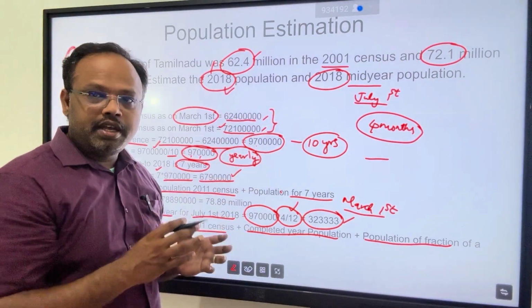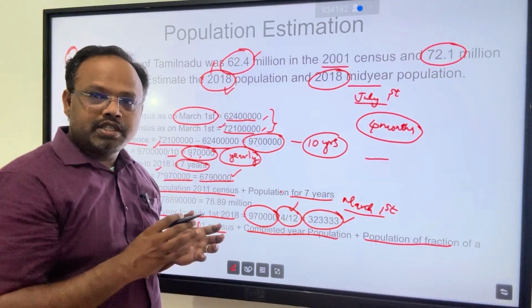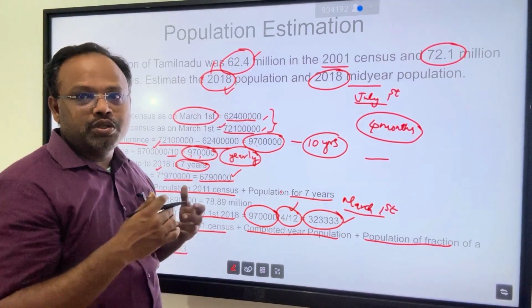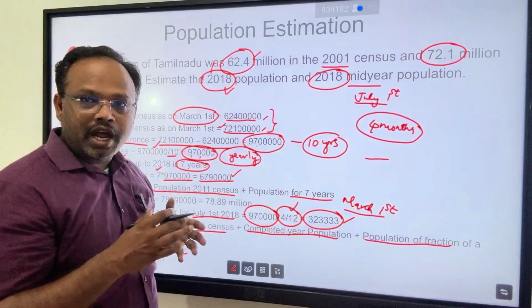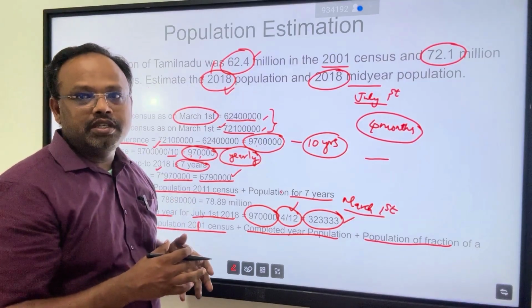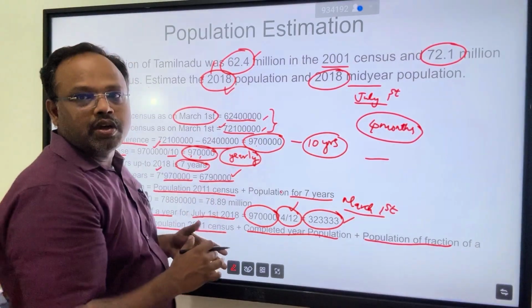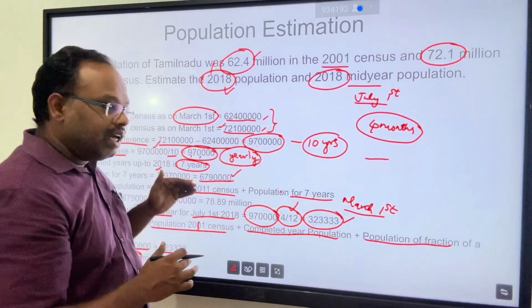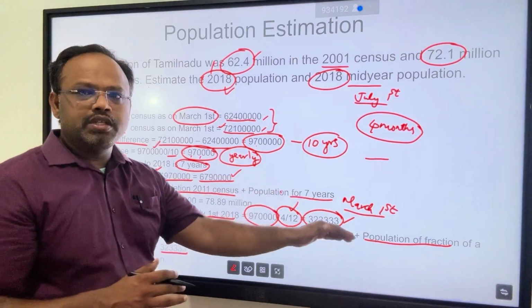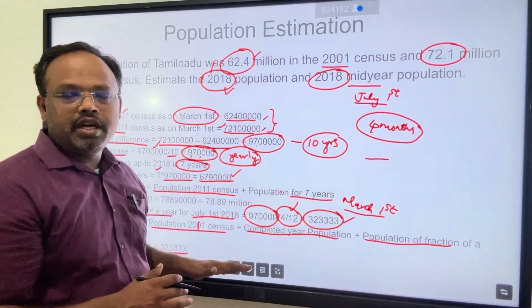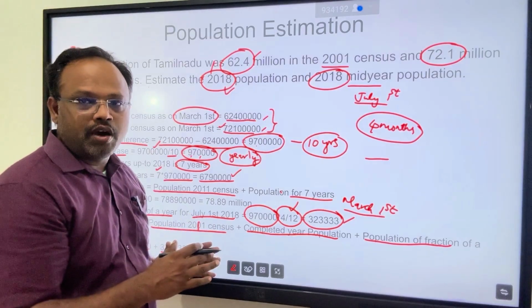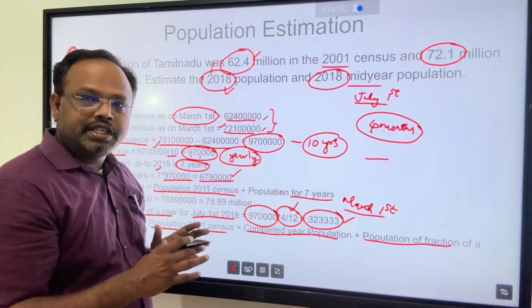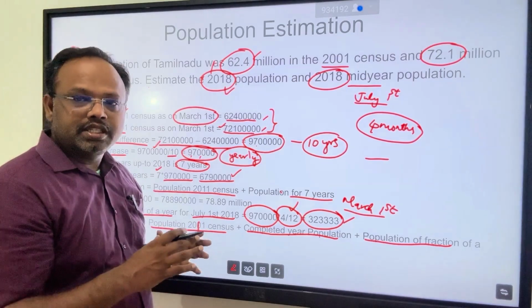There is a high probability for this question to come in the exam because the 2021 census has not happened due to COVID interruptions. If we want to calculate the current population of a particular district, we need this concept: the intercensal difference, the yearly increase, and the fractional growth of a particular year. Using this concept, we can calculate the population of any district, state, or country from the census data.